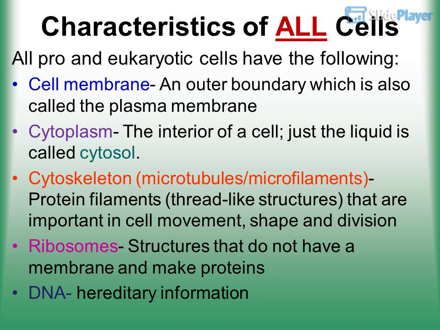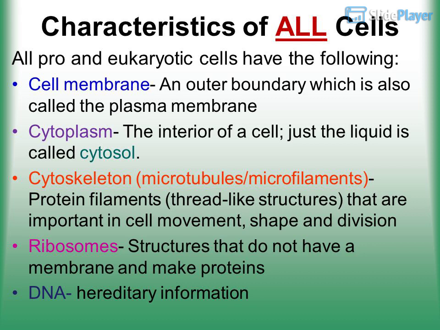Characteristics of all cells. All prokaryotic and eukaryotic cells have the following: a cell membrane, an outer boundary, which is also called the plasma membrane. Cytoplasm, the interior of a cell; just the liquid is called cytosol. Cytoskeleton: microtubules and microfilaments, protein filaments, thread-like structures that are important in cell movement, shape and division.